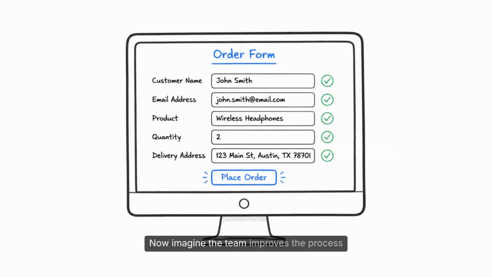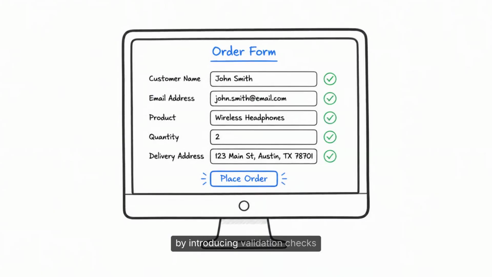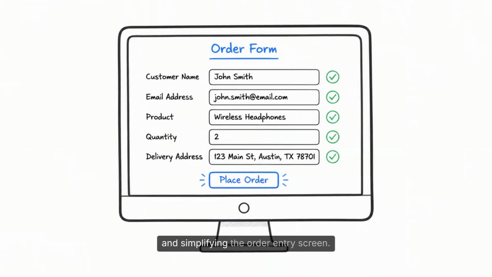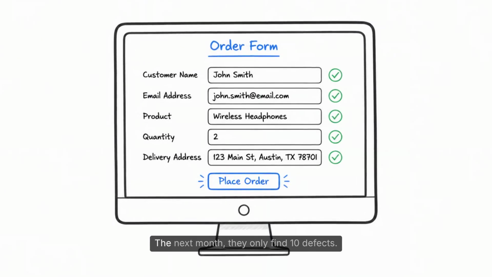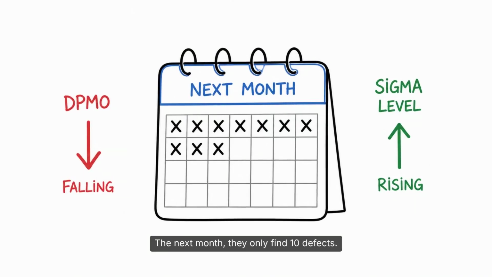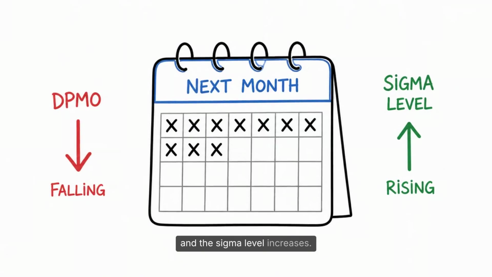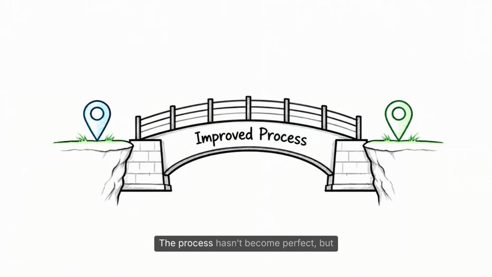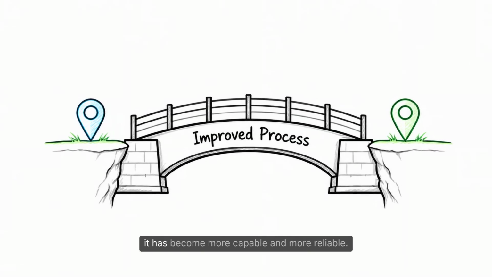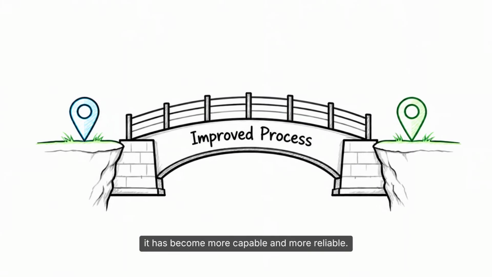Now, imagine the team improves the process by introducing validation checks and simplifying the order entry screen. The next month, they only find 10 defects. The DPMO falls significantly, and the Sigma level increases. The process hasn't become perfect, but it has become more capable and more reliable.